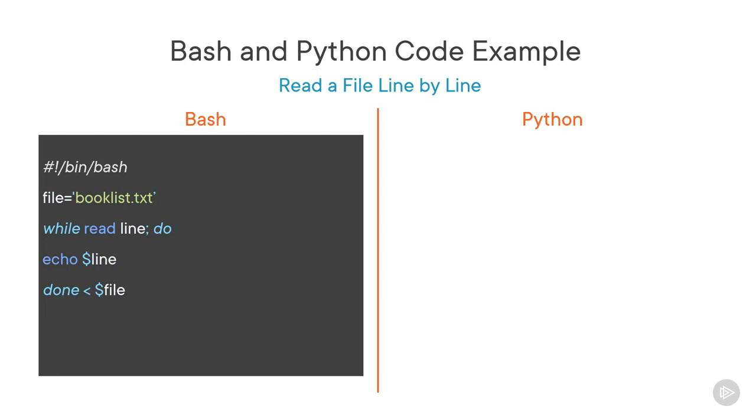And then we do a while loop where we're reading line by line. And we have an echo to output the lines as it's going through. And then it will stop when it's done, when it's read all the lines.